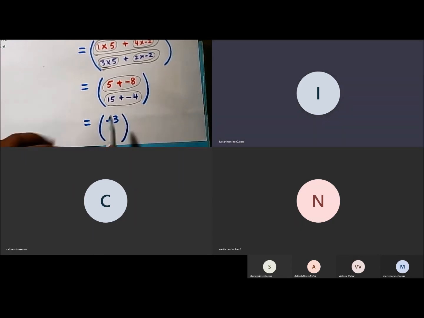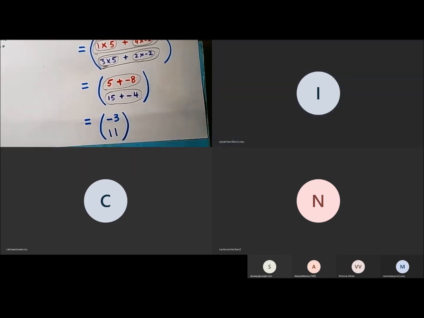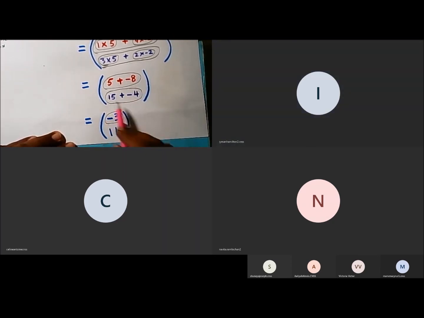And the number below, 15 plus minus 4 will turn into 15 take away 4. And 15 take away 4 is 11. We clear on that? That's how the 5 plus minus 8 gives you minus 3. And 15 plus minus 4 gives you 11.